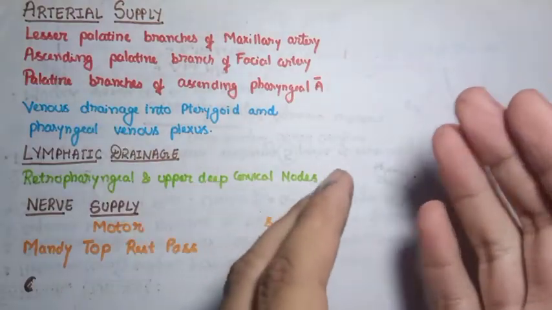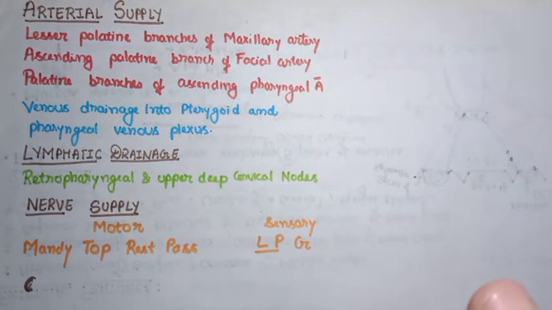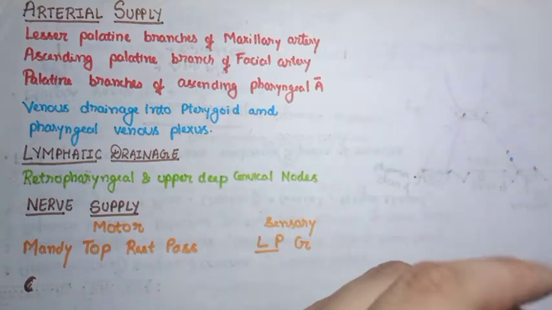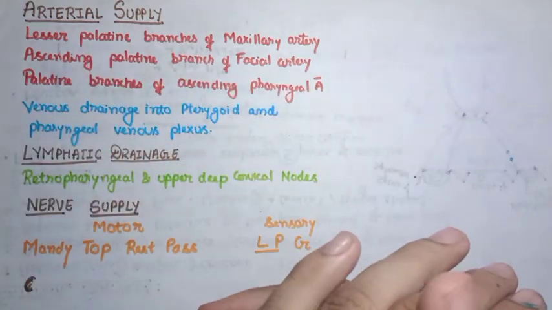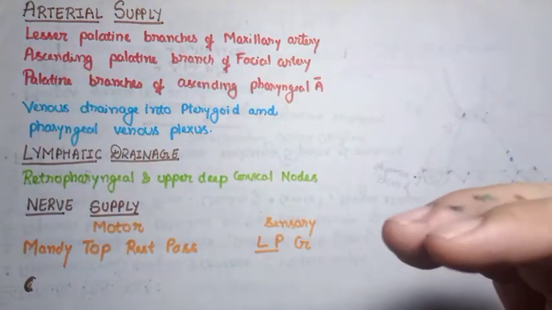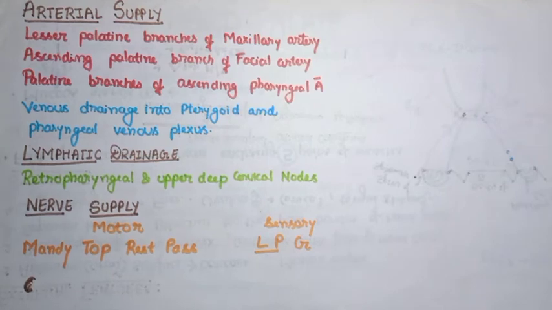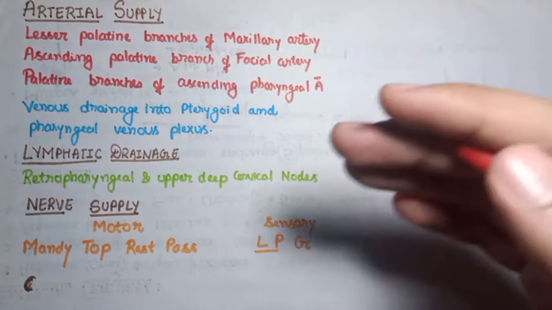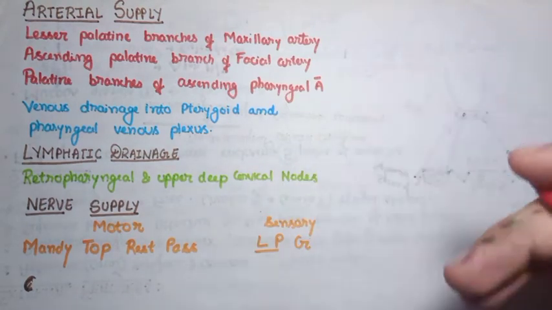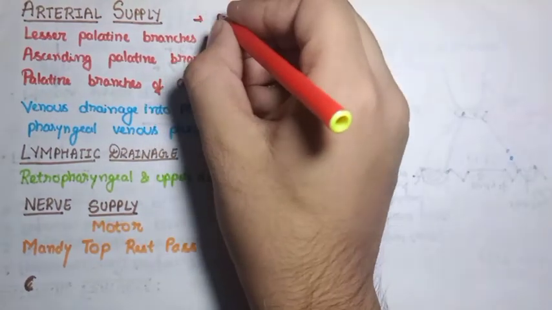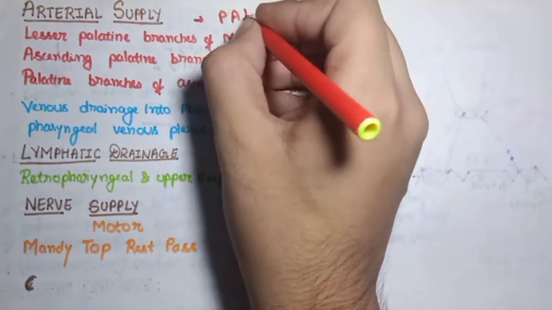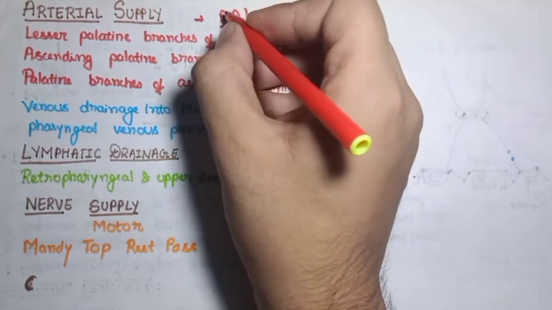Its arterial supply is from one of the branches of the external carotid artery. As you all know, the carotid artery is divided into internal carotid and external carotid. External carotid supplies the head and neck, while the internal carotid supplies the brain. So for arterial supply, the trick to remember is PAL, or you can also remember it by the reverse, LAP.